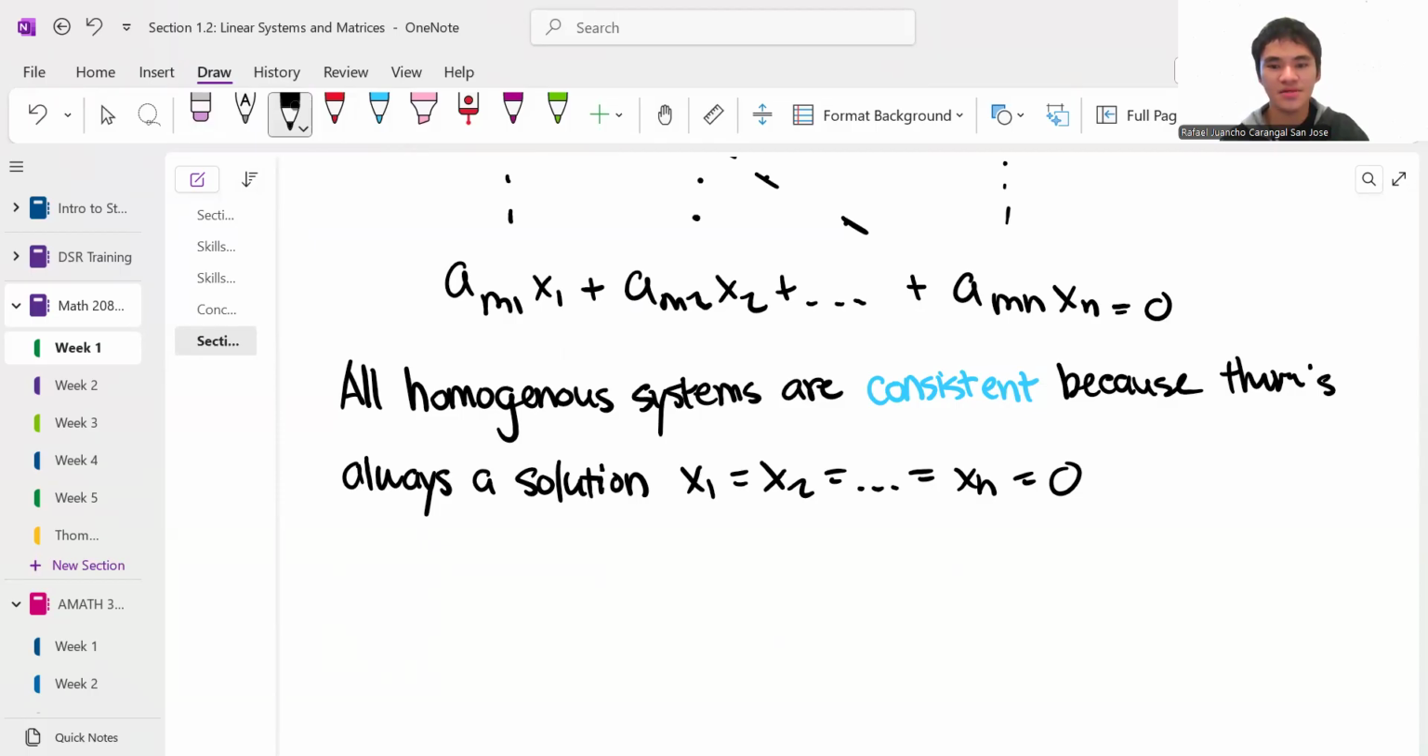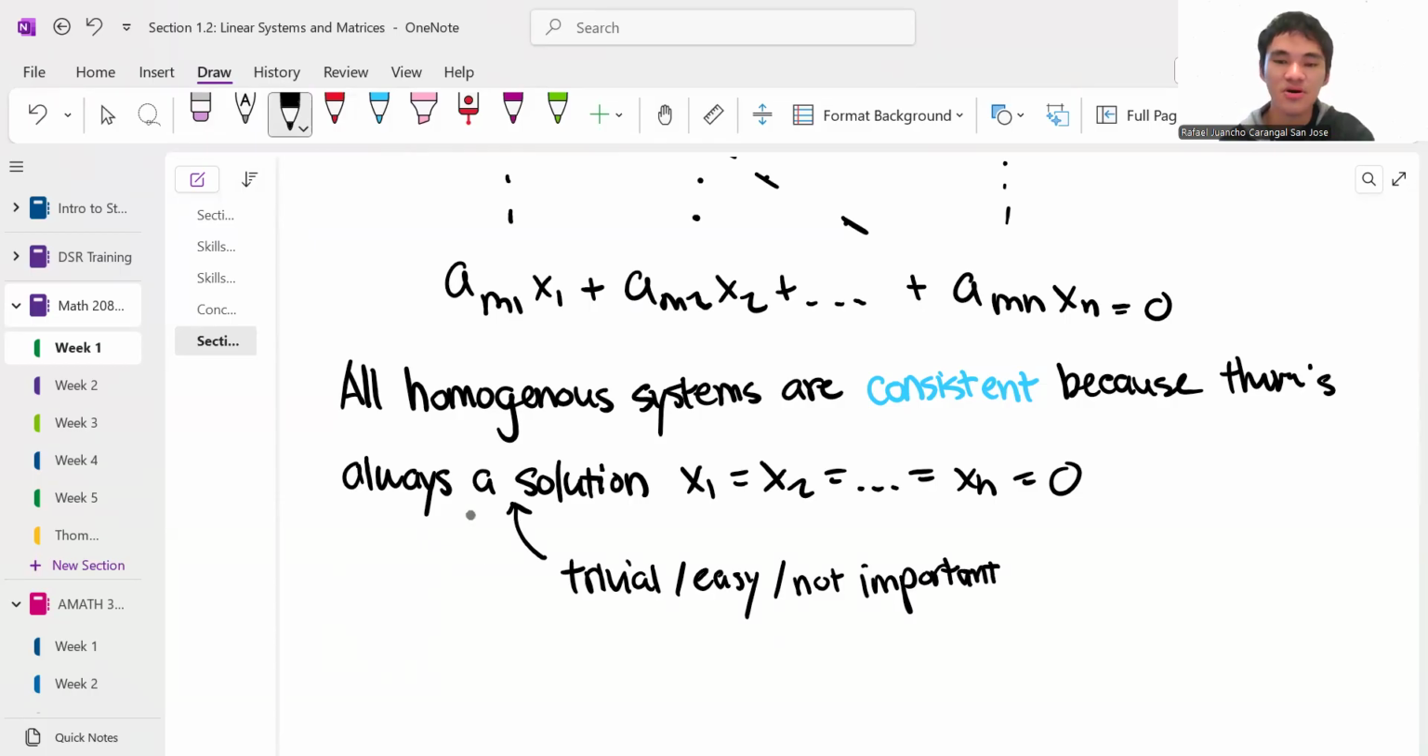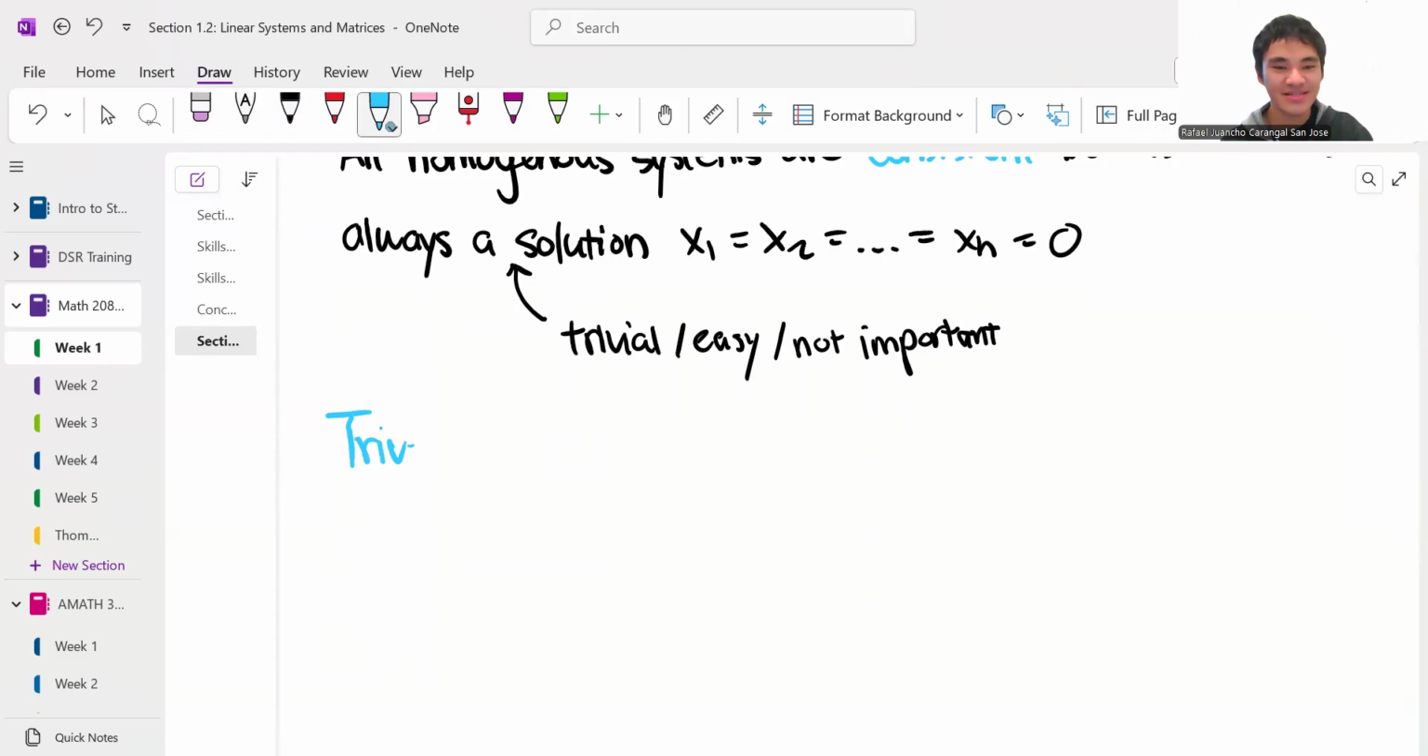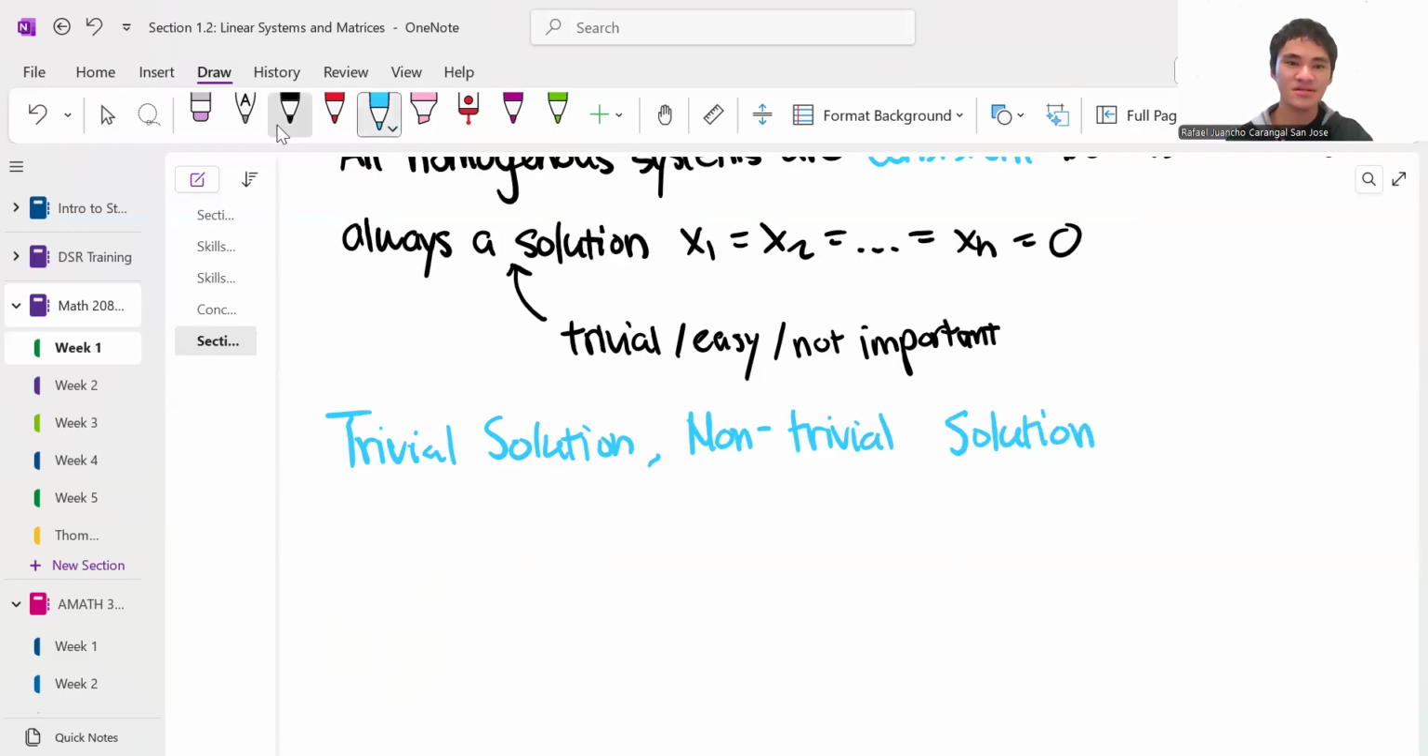I'm probably going to point it out. Trivial. In other words, easy. In other words, not super important or obvious. And we're actually going to go through that. So here's the next buzzword: trivial solution. And of course, what's the opposite? Non-trivial. So we have two more buzzwords. So what's a trivial solution?